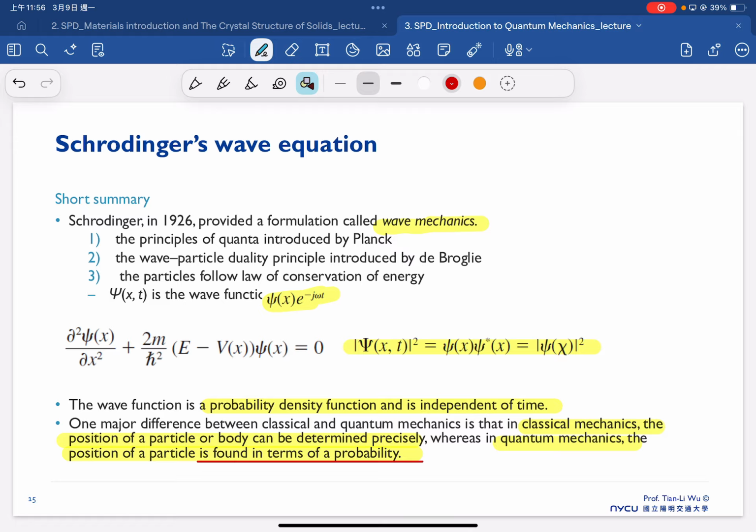Okay, so I think we will stop here, because from the next slide we will start to apply this wave equation to solve the previous cases we will face. So we'll stop here and see you everyone next week.